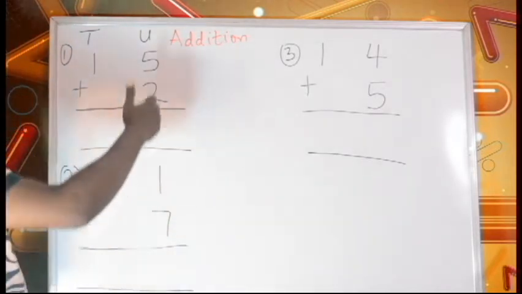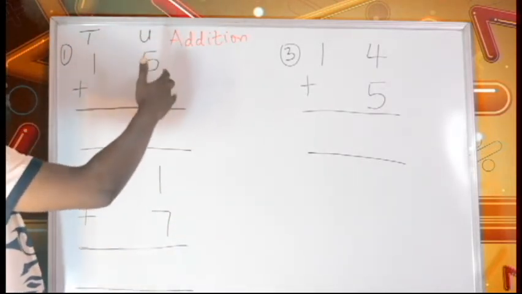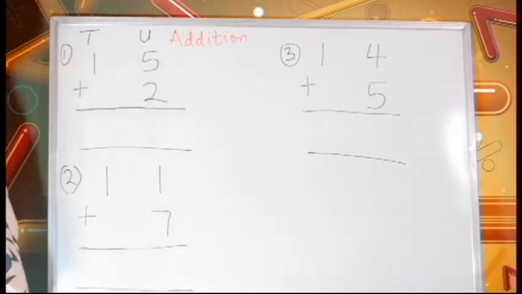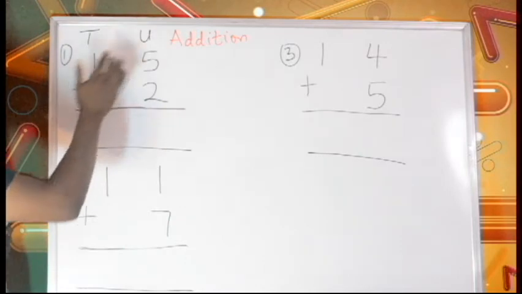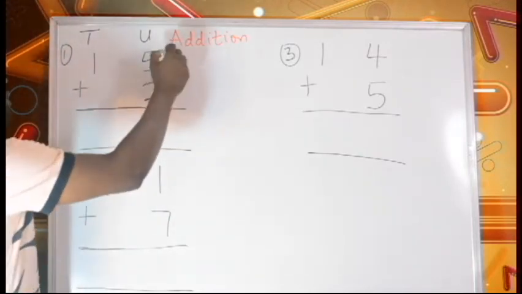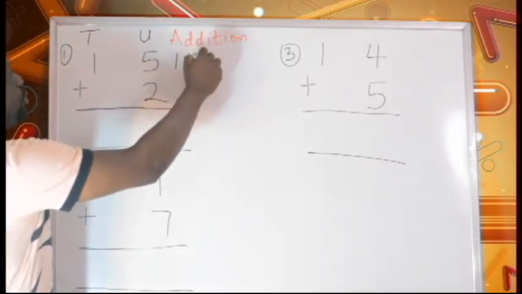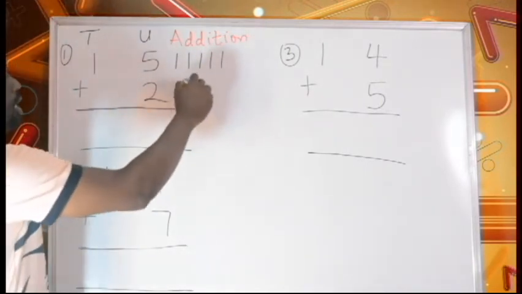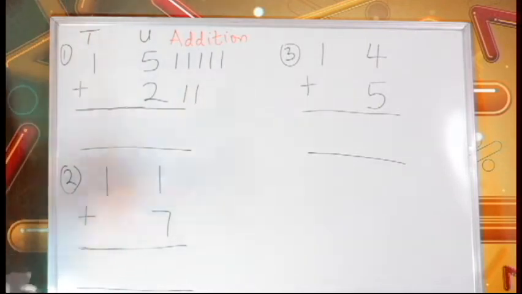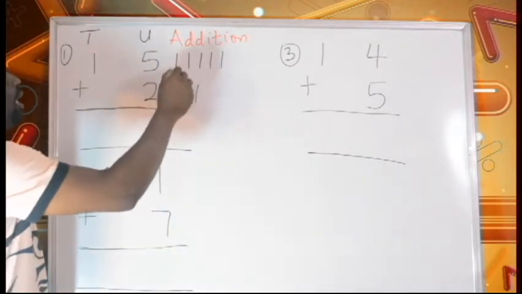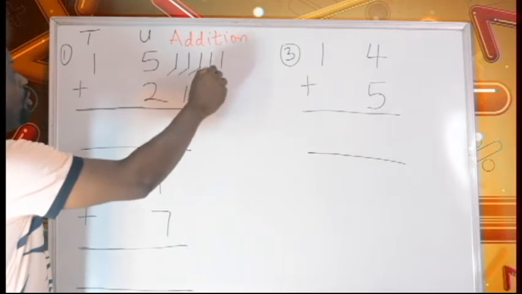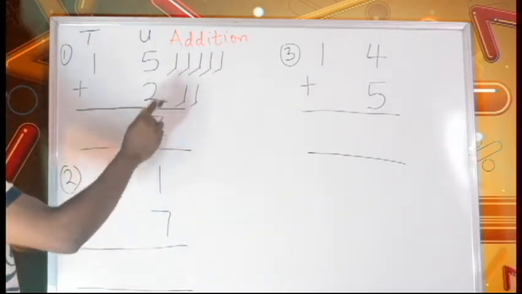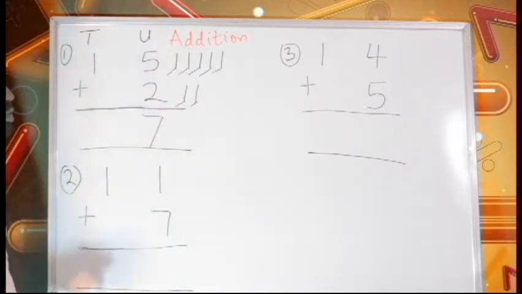Here we have 5 units, we have 2 units. 5 units plus 2 units. So you will count your 5. 5 units plus 2 units. So we have 1, 2, 3, 4, 5. Then you count your 2. 1, 2. Then you count together. 1, 2, 3, 4, 5, 6, 7. Then write your 7 under the 5 and 2.